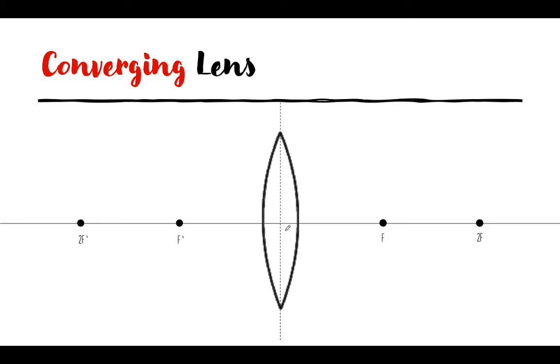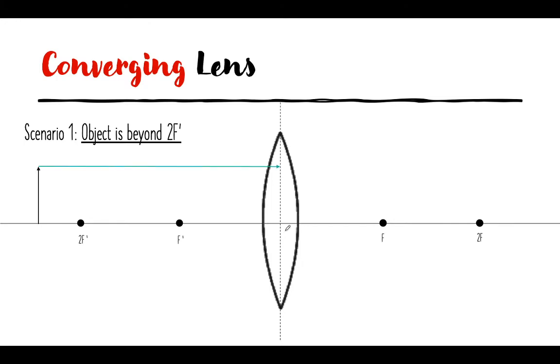So let's actually get into our first scenario. Our first scenario is when the object is beyond 2F prime. So that means it's beyond 2F prime on the left side. My first set of lines that I'm going to draw is the line that starts at the top of the object and goes towards the lens. So there it is.